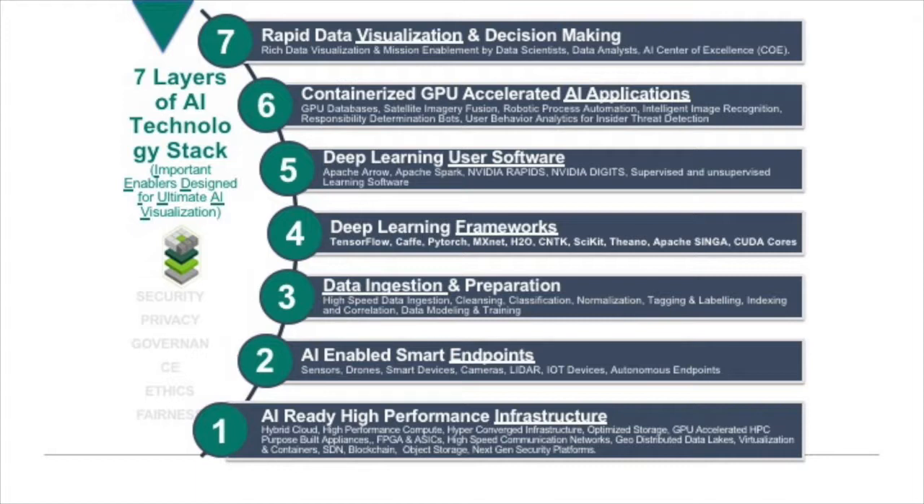So this is the 7-layer stack. To make it easy, I just put a little mnemonic there: Important Enablers Designed For Ultimate AI Visualization. If you look at the first word, I is the infrastructure, Enablers is the endpoints, Designed is the data ingestion, For is the frameworks, Ultimate is the user, AI is the AI applications, and Visualization is your visualization. So it's easy to remember what are the 7 things I need in a complete stack.